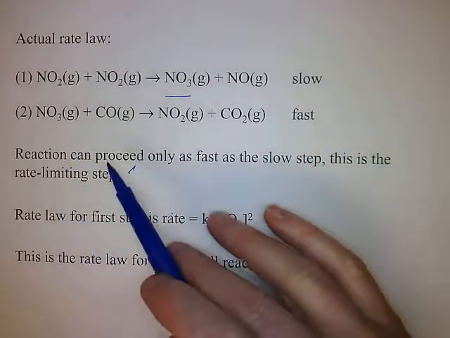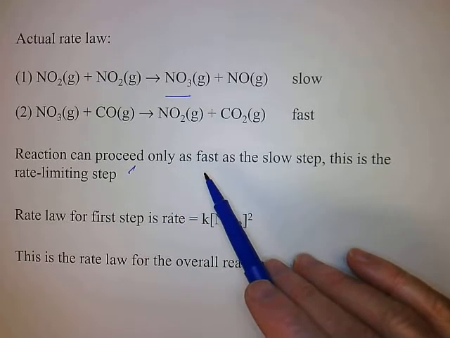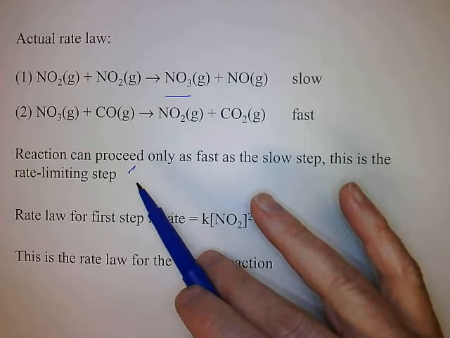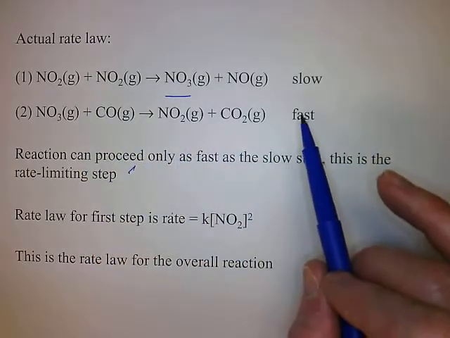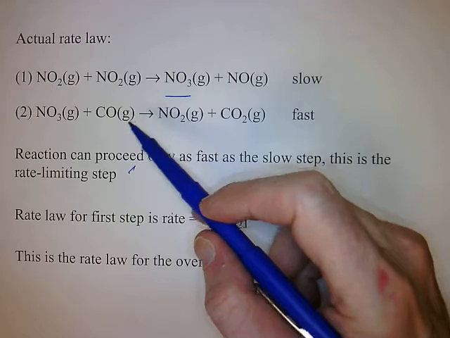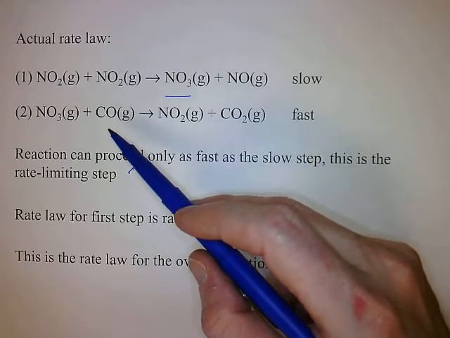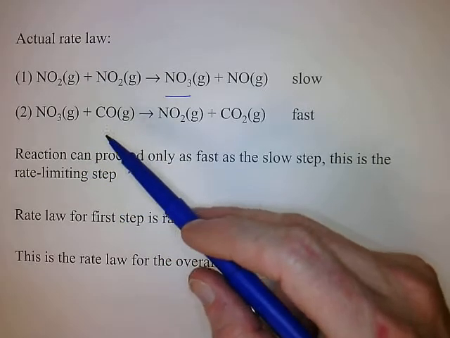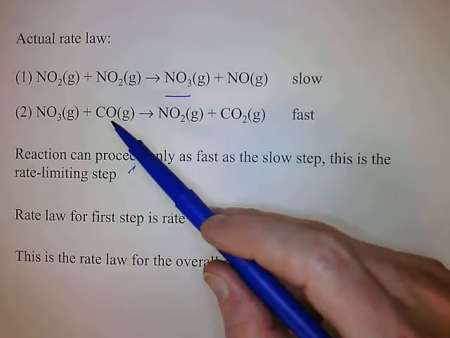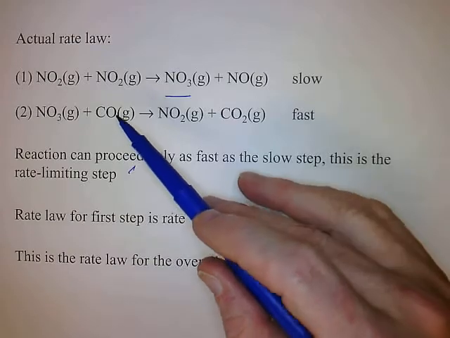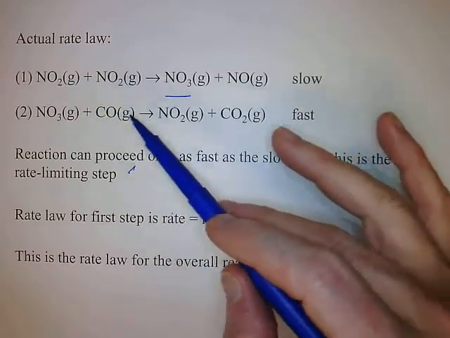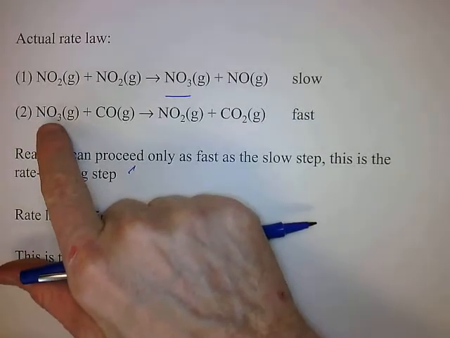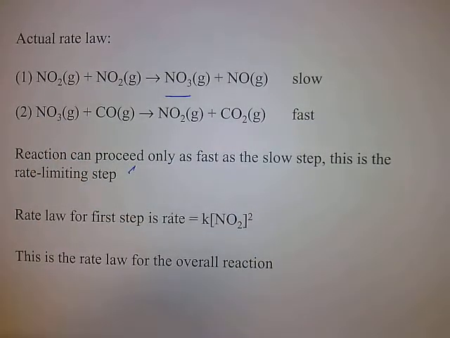Okay, but the reaction can proceed only as fast as the slow step, and that's why we call it the rate limiting step. It doesn't matter how fast this reaction happens. We could increase this CO concentration and double it or quadruple it or make it 10 times as high, and it's not going to change the rate. Why? Because no matter how much of this we pump in there, it's going to be sitting there waiting around for more of this to be made from the first step.